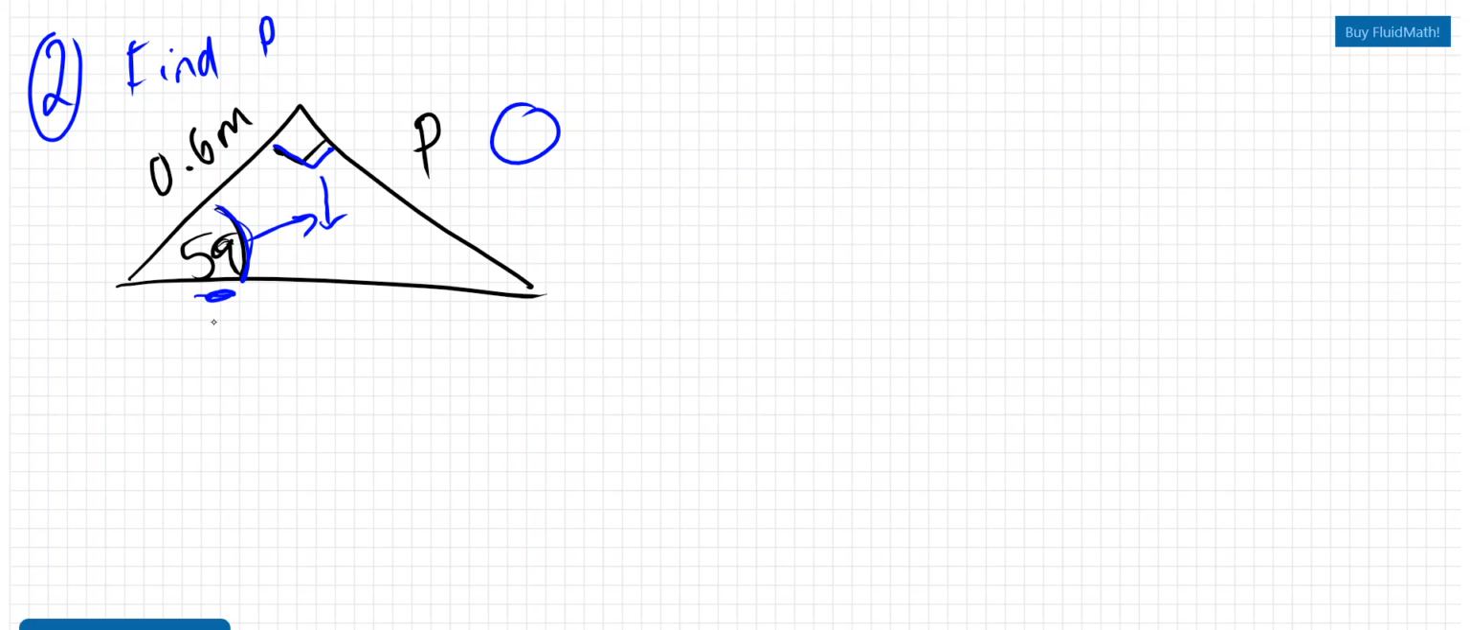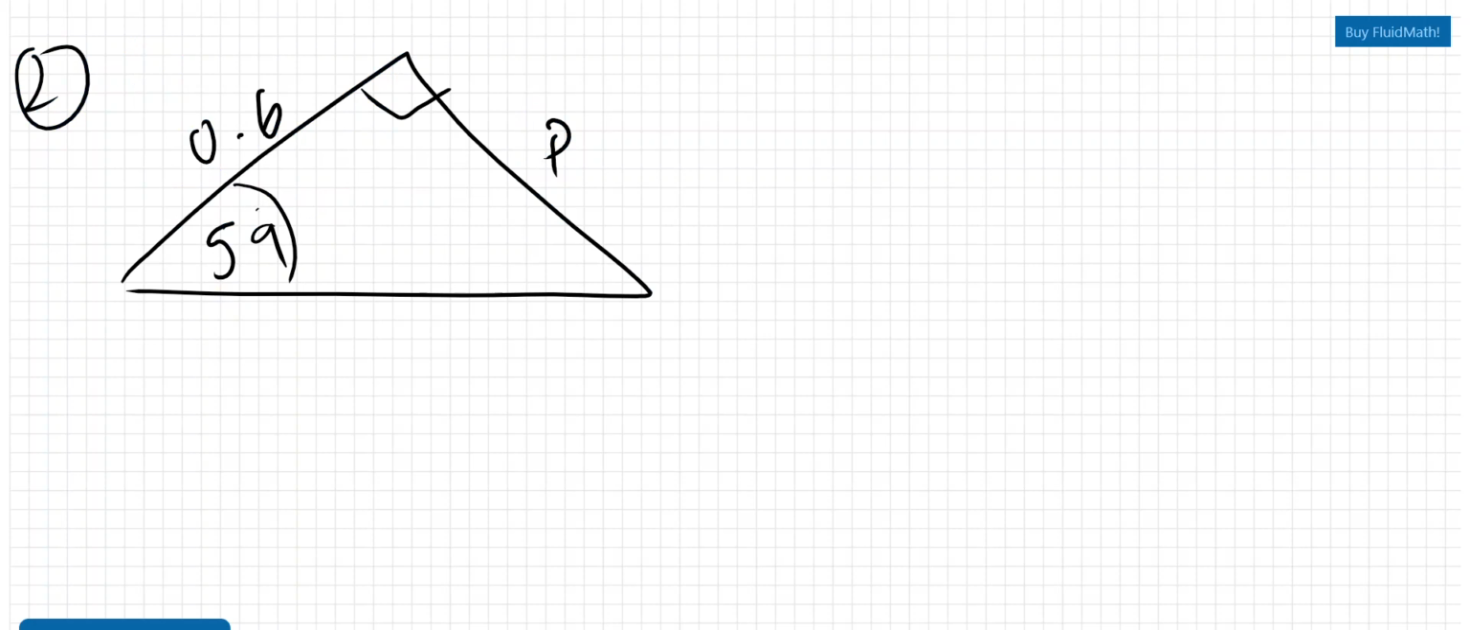Do I have a value on this side? No, I don't. So my hypotenuse is not part of this question. But this 0.6 is adjacent to 59. Sorry about the interruption. So that's adjacent. So my opposite was here. Okay, so I can see I have O and A. Which trigonometric ratio contains O and A? I know it's tan. I've got my TOA. Always write that down if you forget.